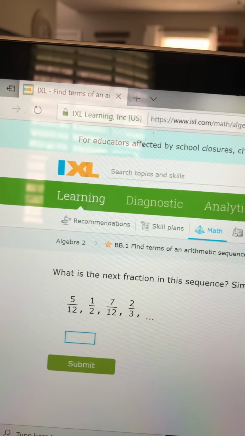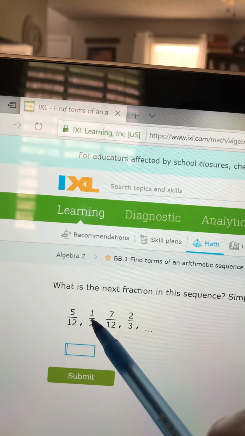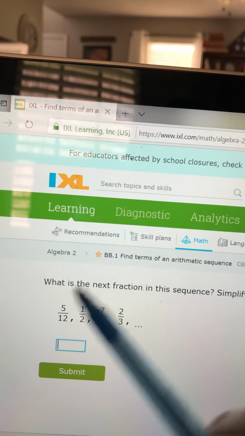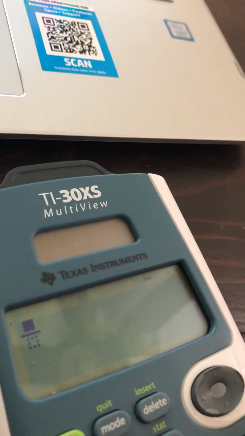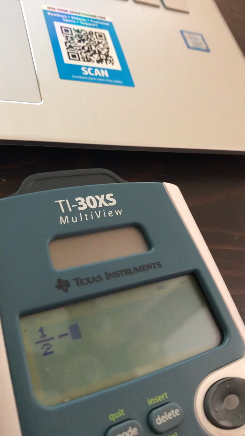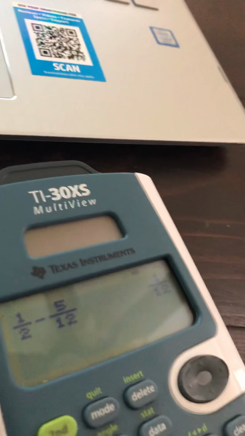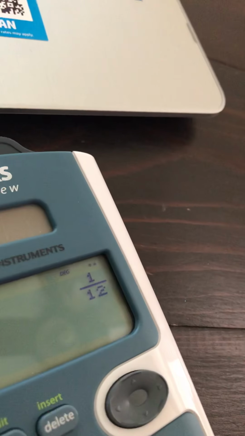Okay, this one is harder to tell. I can't tell what happened here. 5 over 12, 1/2, 7 over 12, 2 over 3. So what you could do is take the first number and the second number and subtract them to see how much it went up. So I'm going to type in 1/2 subtract 5 over 12. It went up by 1 over 12.